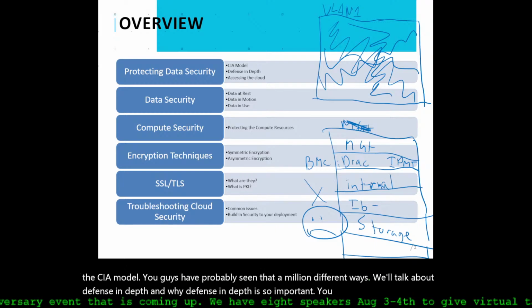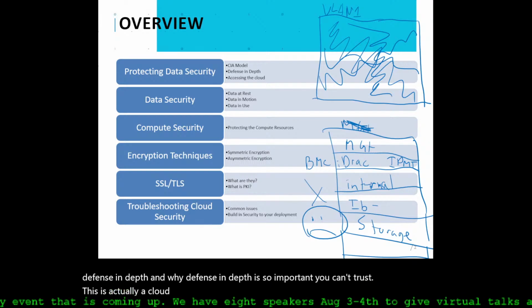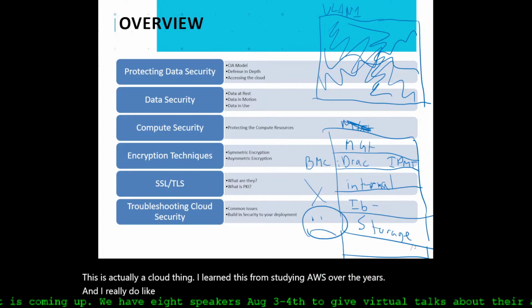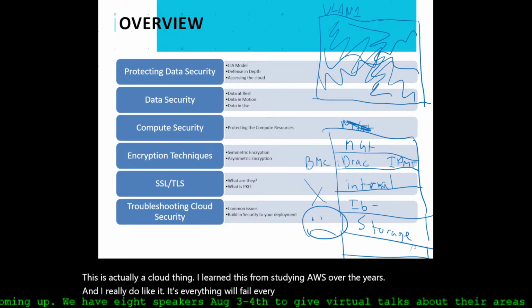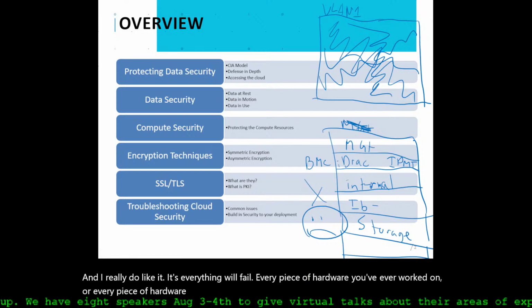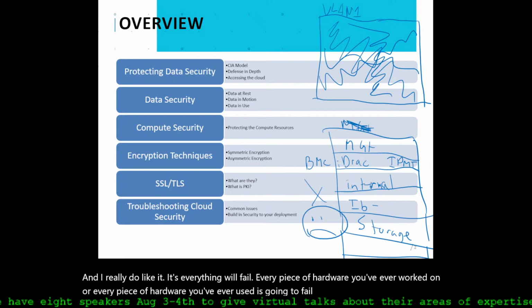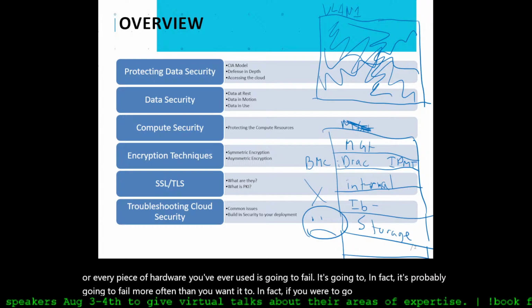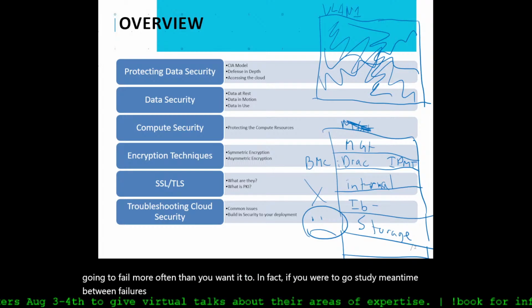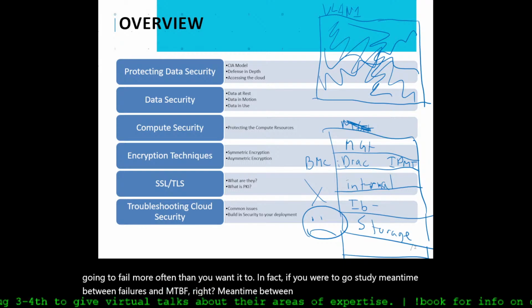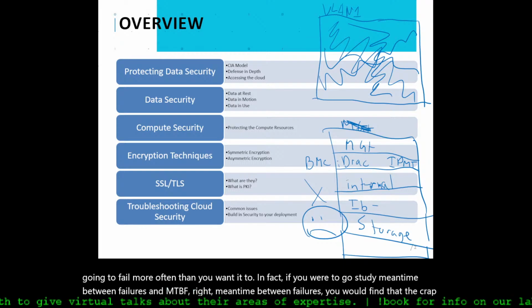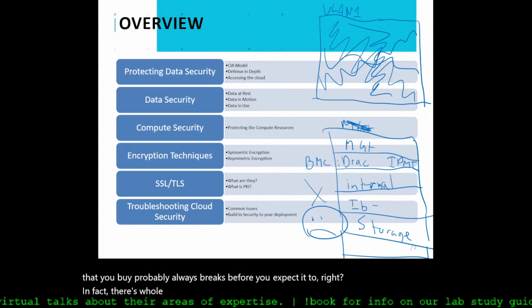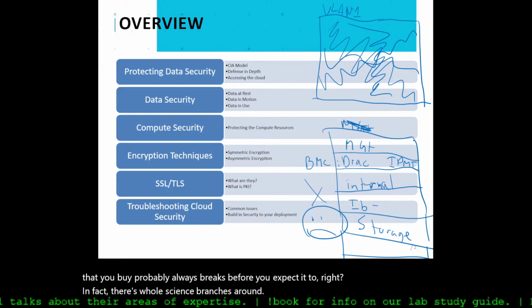You can't trust. This is actually a cloud thing. I learned this from studying AWS over the years, and I really do like it. Everything will fail. Every piece of hardware you've ever worked on or ever used is going to fail. In fact, it's probably going to fail more often than you want it to. If you were to go study mean time between failures, MTBFs, you would find that the crap that you buy probably always breaks before you expect it to.